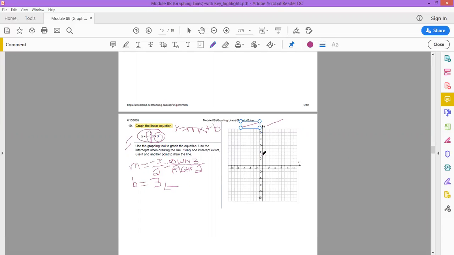And we're going to use our slope to find a new point. We're going to move down 3 to the right 2. So from y equals 3, we'll move down 3 spaces, 1, 2, 3, and to the right, 1, 2. Plot the point and then connect these 2 points to make our graph.